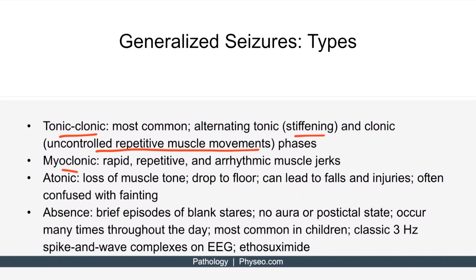Myoclonic seizures present with rapid, repetitive muscle jerks. These are arrhythmic, meaning there is no pattern to the movements. This is in contrast to clonic seizures, which are characterized by rhythmic movements of the muscles.